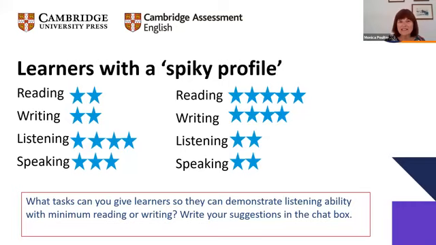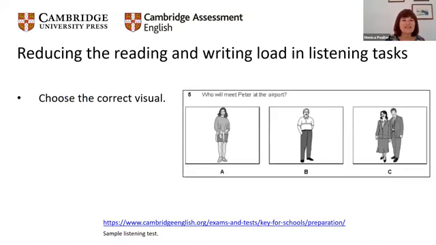Okay, visual activities, that's great. Giving extra work, using visuals is coming up, writing down simple words, visuals, pictures instead of text. Okay, that's great. Now, lots of you have mentioned choosing the correct visual. And if you are familiar with Key for Schools preparation or Key for Schools test, very often this is the kind of task that the young learners will do, school-age learners will do. So the task here is to choose the correct visual.